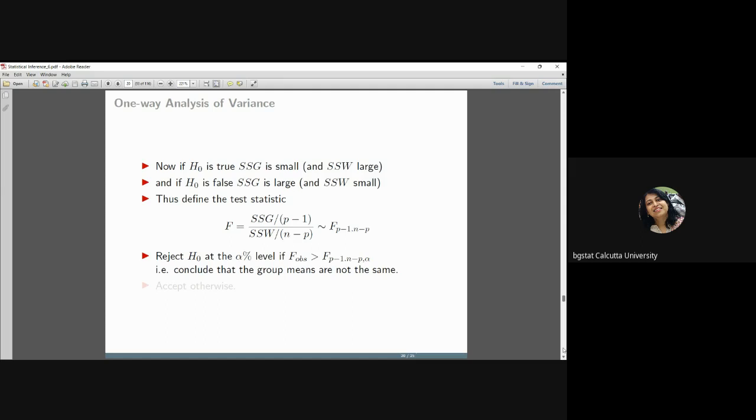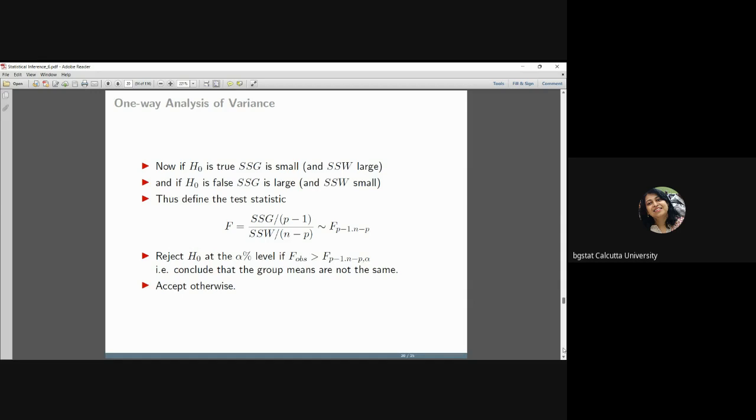This is so because I need to get a known sampling distribution so that I can calculate the critical value or the p-values. So note that under the alternative, my SSG will be large. And because of this, I will reject the null hypothesis if my SSG is large and SSW is small, which is the same thing as saying that my F is large. So that's what this says.